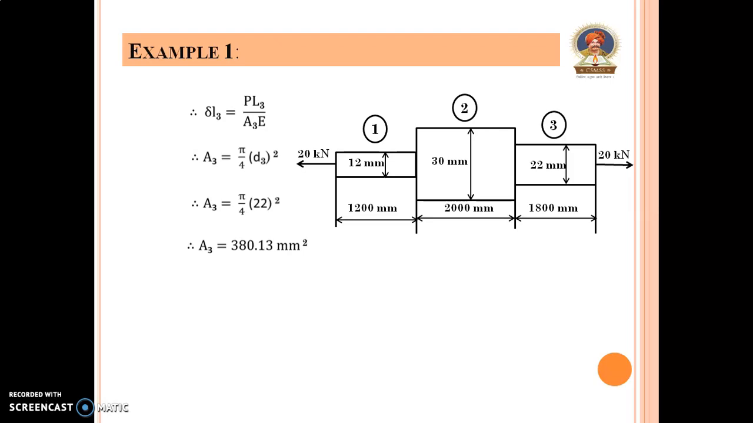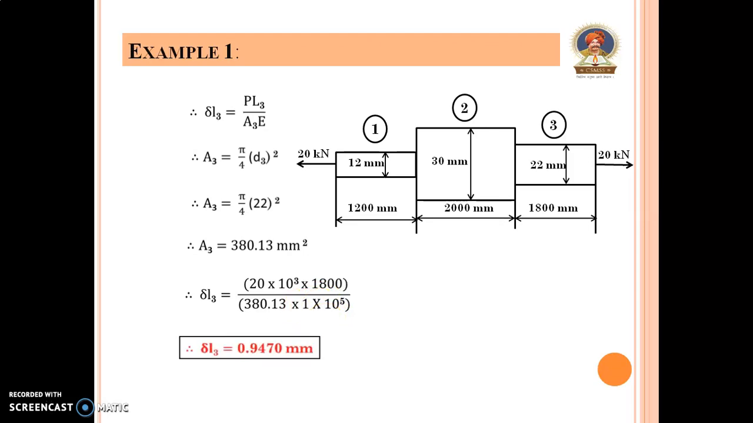Now put all the values in the above equation. So P is 20 into 10 raised to 3, L3 is 1800, A3 is 380.13 and E is 1 into 10 raised to 5. So the equation is 20 into 10 raised to 3, this is the value of P, into 1800, this is the value of L3, upon 380.13, this is the value of area, into 1 into 10 raised to 5. Therefore delta L3 is equal to 0.9470 mm.